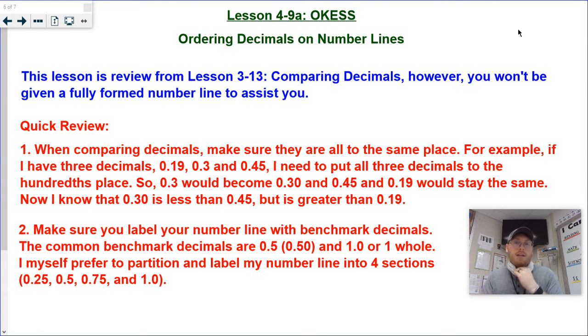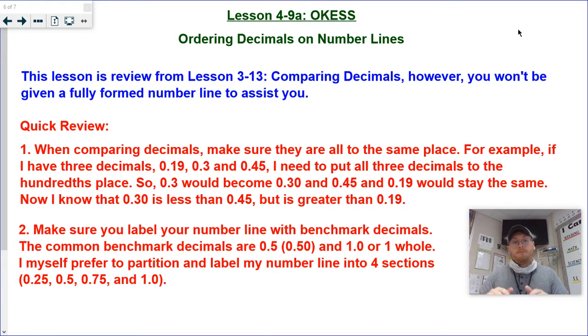When you compare decimals, you've got to make sure that all the decimals are to the same place. What I mean by that: if I have three decimals, 0.19, 0.3, and 0.45, not all of them are to the same place. One is to tenths, the other two are to hundredths. So I need to put all of these decimals to the hundredths place. So 0.3 would actually become 0.30 because all I do is put a 0 on the end of that. So instead of 3 tenths, it would be 30 hundredths. And 0.45 and 0.19, I don't even touch those.